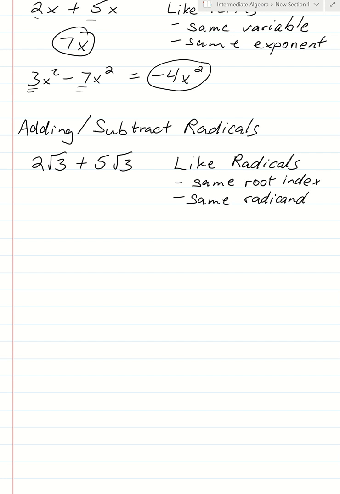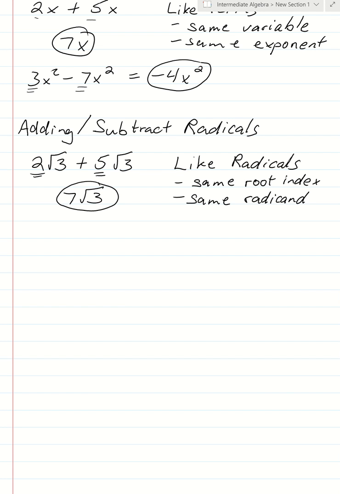Now you may recall from section 9.1 that the radicand is the number underneath the radical symbol, and here the radicand is the number 3. So since they have the same root index of 2, the square root, and they have the same radicand of 3, we have like radicals. And just like the algebraic like terms, we take the 2 and the 5 and perform the operation of addition, and this would add up to a 7 square root of 3 as the sum of those two radicals.